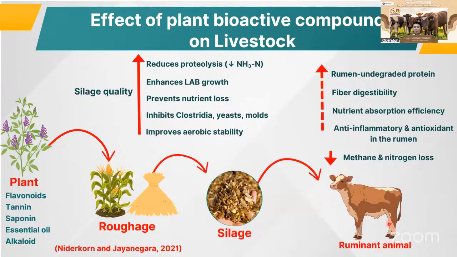When we check the quality of the animal response, the ruminant can get more undegradable protein. This might be because condensed tannin can prevent protein digestion. Fiber digestion can be improved. This is the indirect benefit that we need from the silage: high nutrient absorption efficiency and suppressing some microbes that we don't need. Finally, some reports say that the addition of plant phytonutrient compounds can reduce methane emission in the ruminant.